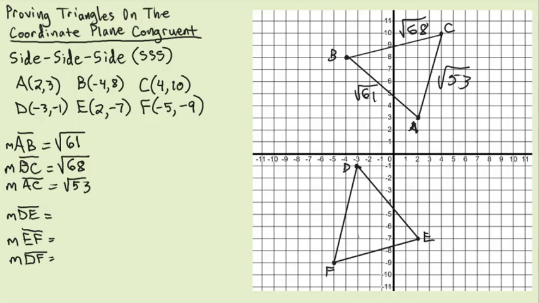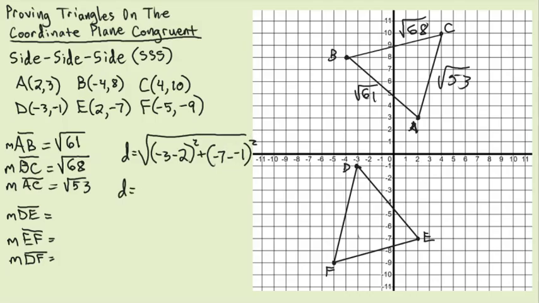All right, so for DE, we have the points D, -3, -1, and E, 2, -7. So for the x's, we have -3 and 2. So the distance is going to be the square root of, we'll do -3 minus 2. Here's our -3, that's an x value. Here's our 2, that's an x value, squared, plus now our y values, -1 and -7. We'll do -7 minus -1, and then squared. Now let me remind you that minus negative means plus. So this is going to be -7 plus 1, and then squared.